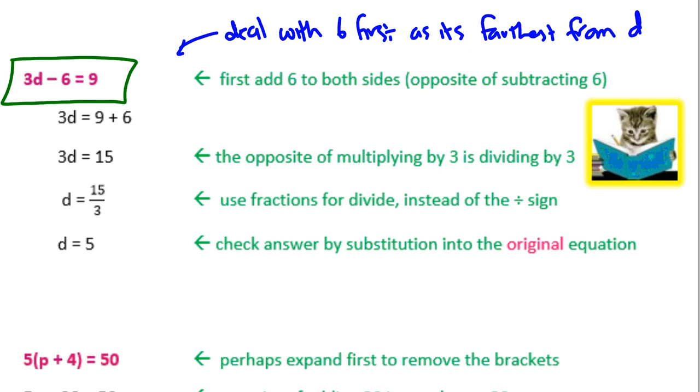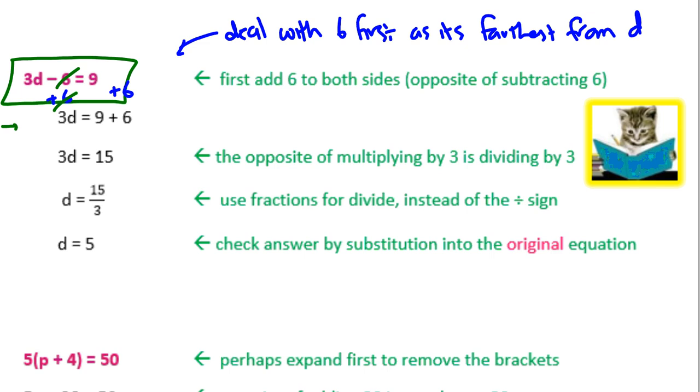So it's minus 6 on this side. What's the opposite of subtracting 6? That's right, it's adding 6. You can add 6 to both sides. And in doing that, we'll make this cancel out. And so on the left-hand side now, we just have 3d.